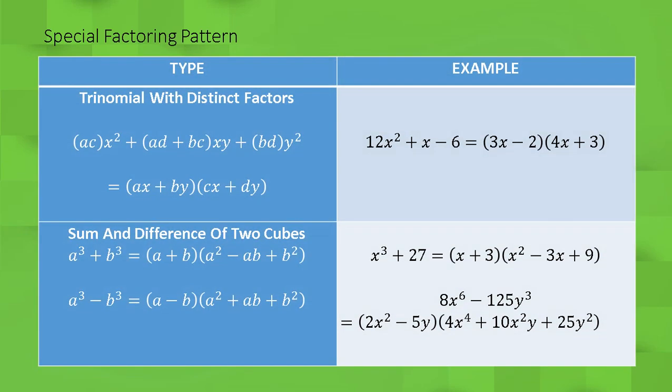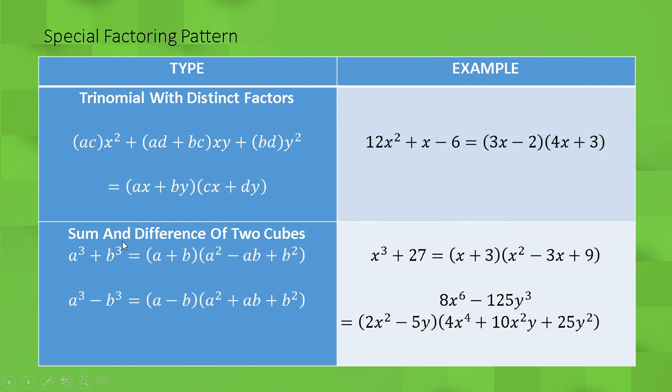And then we have another trinomial with distinct factors. ac x squared plus (ad plus bc) xy plus bd y squared equals ax plus by times cx plus dy. Let's have an example, 12x squared plus x minus 6. So what are the factors of 12 and what are the factors of 6? We have 4 times 3 and then 2 times negative 3, or negative 2 plus 3. But we have used positive 3 here so that it adds up. So the positive sign should be given to the bigger number.